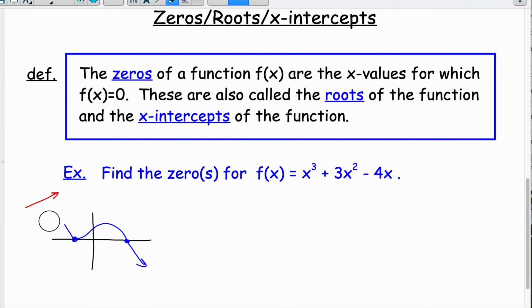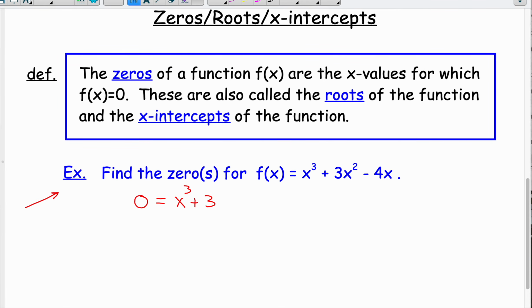So once you realize that, finding the zeros of a function is basically setting y equal to 0, or my function f of x equal to 0. So I get x cubed plus 3x squared minus 4x equals 0. So what do I do to solve this? Well, maybe I can factor it. If we can factor it, then we can use the zero product property.